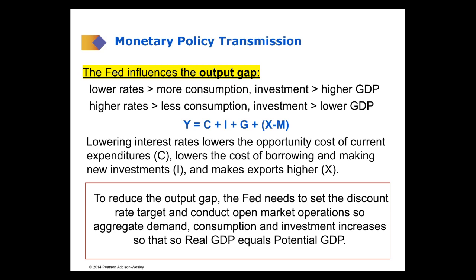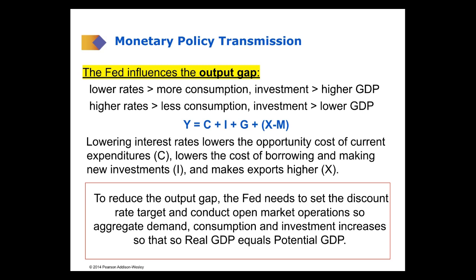It works the opposite when the economy is overheating. If real GDP is above potential GDP, well, that's not good either, and so they do the opposite. In that case, they will raise the target rates. They will sell securities to member banks as a way of reducing the amount of reserves that are in the system. When there's less reserves and higher rates, there's less consumption, there's less investment, and we have a lower GDP. And the idea here is we want the real GDP to be in line with the potential GDP.